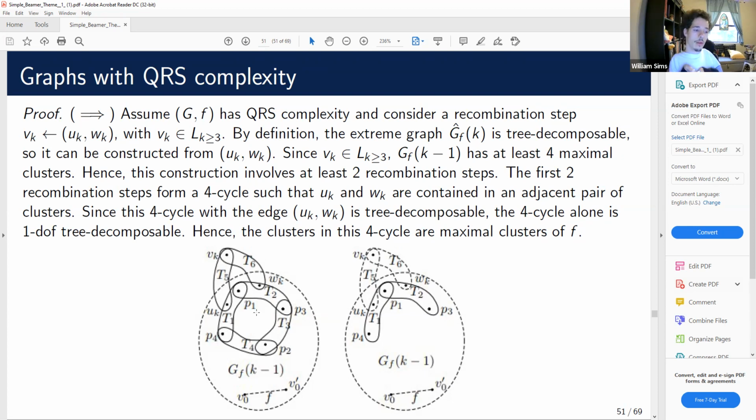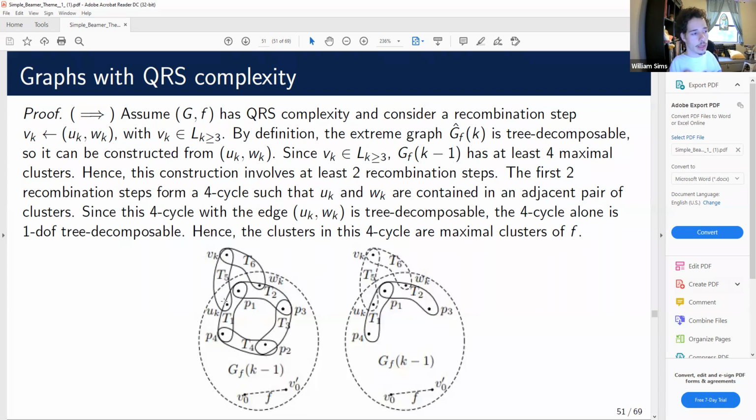Okay, so we have this extreme edge. We have this 4 cycle, and that almost proves it, because now if these clusters are indeed maximal clusters of F, then when we do this last construction step, the base pair, U sub k and W sub k, are contained in an adjacent pair of clusters in a 4 cycle. And we know that they are maximal clusters of F, actually, because they're contained in G sub F of k minus 1. So therefore, this direction is done, right?